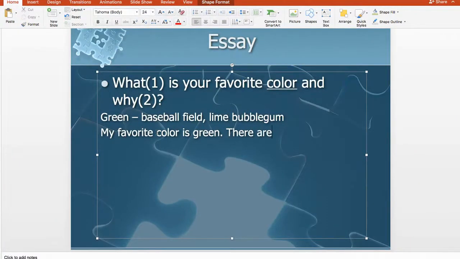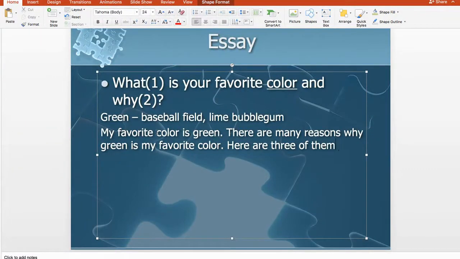So I would say there are many reasons why green is my favorite color. Now I go, why? Well, why are there many reasons? Well, how many of those? So I would say here are 3 of them. So I've identified 3 that I'm going to include here. So now I'm saying, okay, now I've made this statement. Now I have to come up with 3 examples.